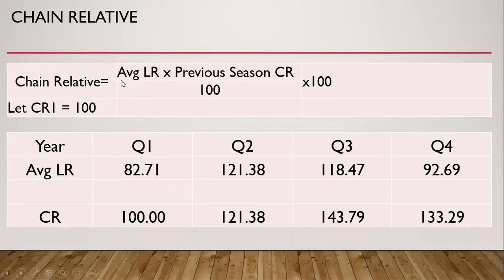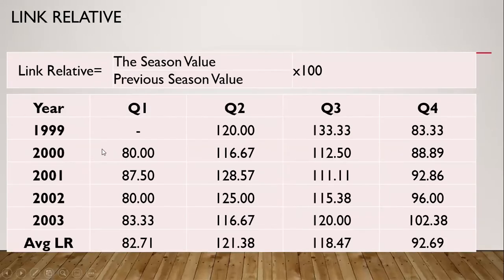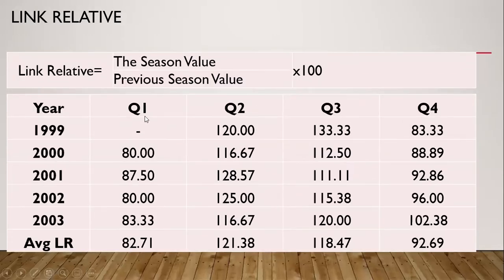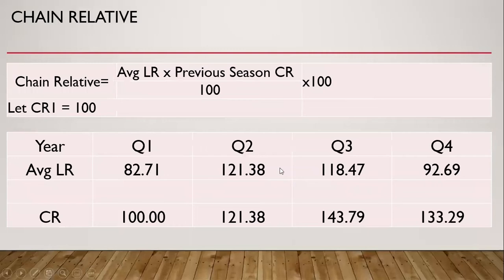Then chain relative is equal to average link relative multiplied by previous season's chain relative divided by 100. So in this scenario, for quarter one of 1999, first of all, for quarter one of every year, we calculate the average link relative. For quarter two of every year, we calculate the average link relative. So we have average link relative of all the seasons or all the quarters.